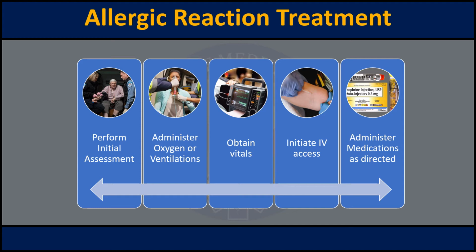For an adult, 125 milligrams IV of Solu-Medrol or 10 milligrams IV of dexamethasone. For a child, 2 milligrams per kilogram IV of Solu-Medrol or 0.6 milligrams per kilogram IV, IM of dexamethasone.